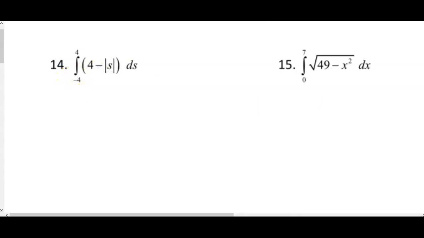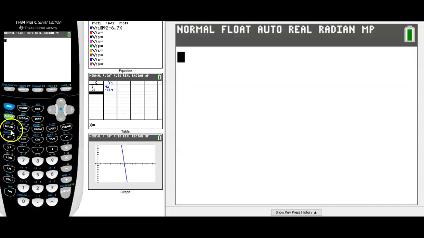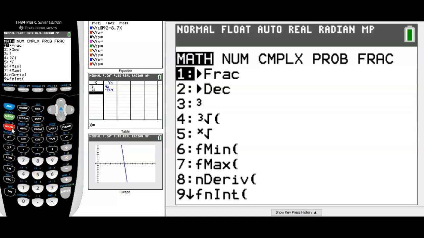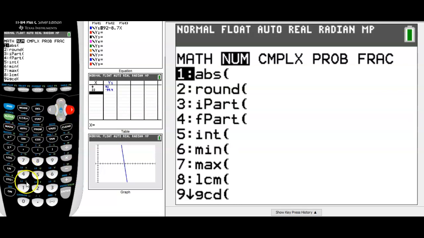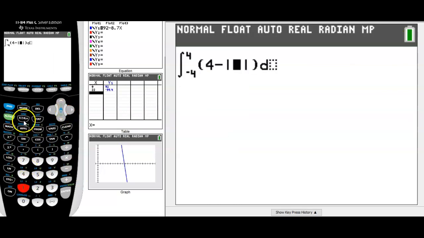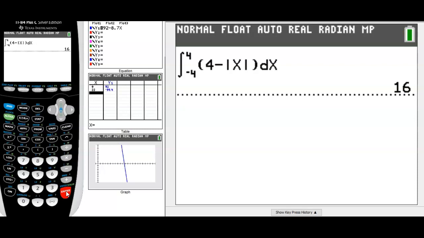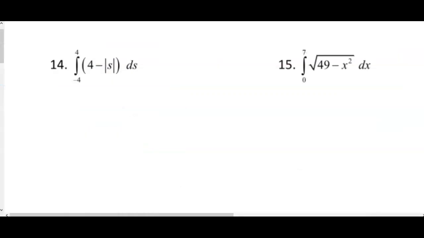You could just put that in the calculator. You could go math, option 9. Where am I going from? Negative 4 to 4. And we had 4 minus the absolute value of x with respect to x by 16. So we got 16 for this one.